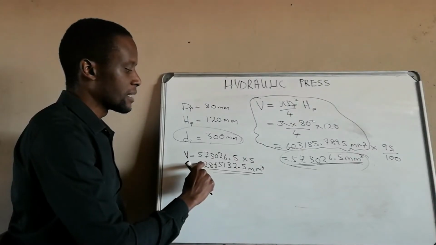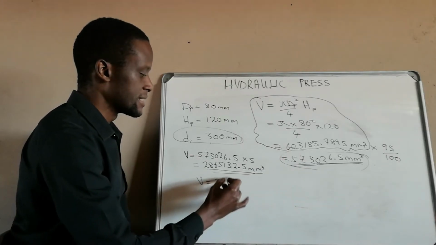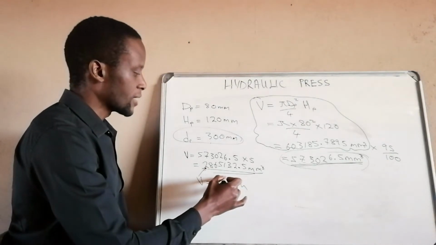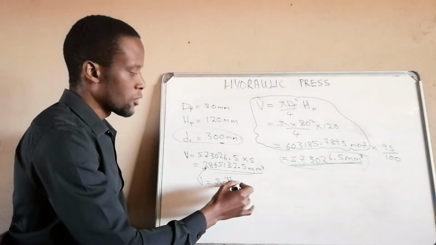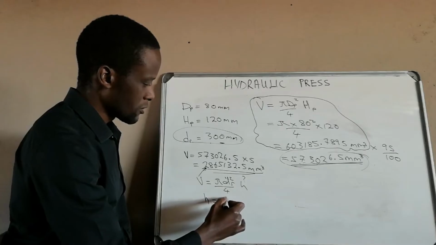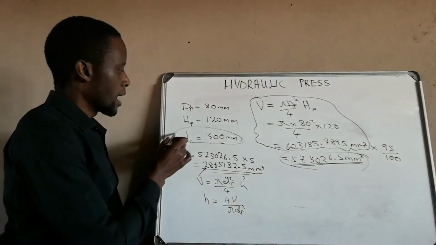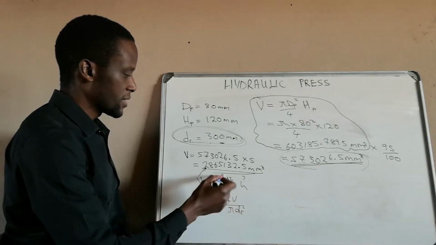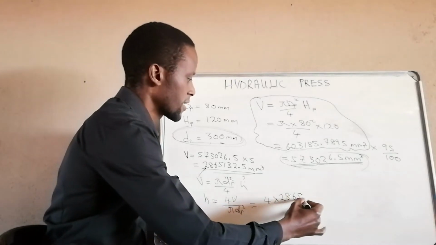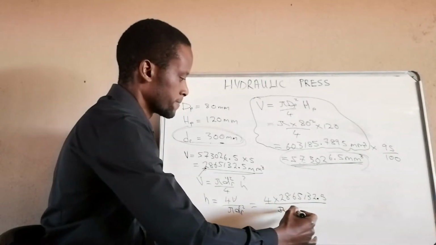So this volume has now been transferred to the ram, and this is the total volume that has gone to the ram. So volume equals pi d squared on the ram over 4 times the height. We have our volume, we have our diameter, this 300, and we are looking for our height. We change the subject of the formula, and our height on the ram will be equal to 4V over pi d squared. Our diameter is already given, it is 300. Our volume is what we have, so we can calculate 4 times 2,865,132.5 over pi times our diameter.